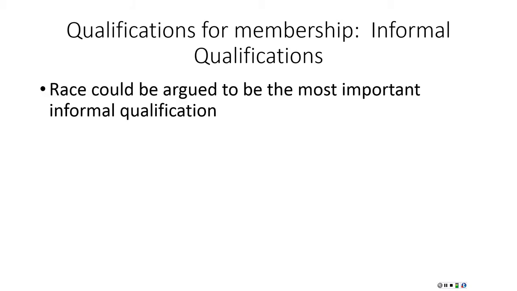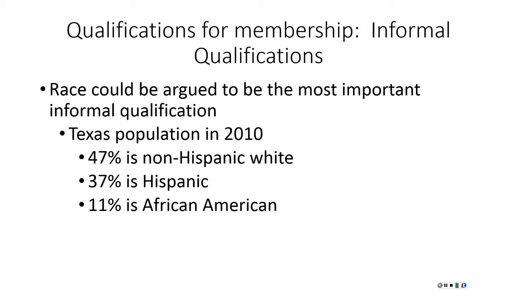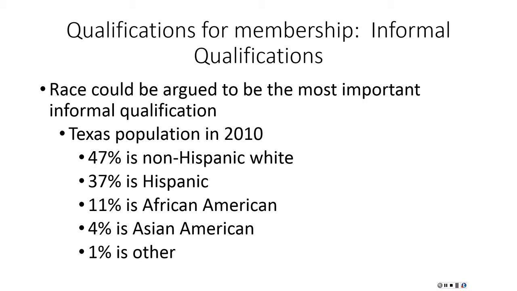Race could be argued to be the most important informal qualification. If you think back to our lecture earlier when I discussed the Texas population in 2010, 40% of the Texas population is non-Hispanic white, 37% is Hispanic, 11% is African American, 4% is Asian American, and 1% is other. Keep these numbers in mind. These are the demographics of Texas. So if the legislature is supposed to look like the demographics of Texas, then 47% of the legislature would be non-Hispanic white, 37% would be Hispanic, 11% would be African American, 4% Asian American, 1% other.